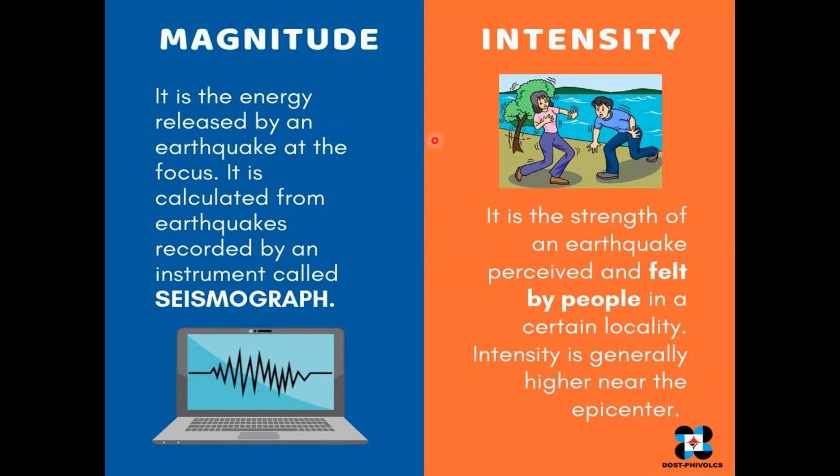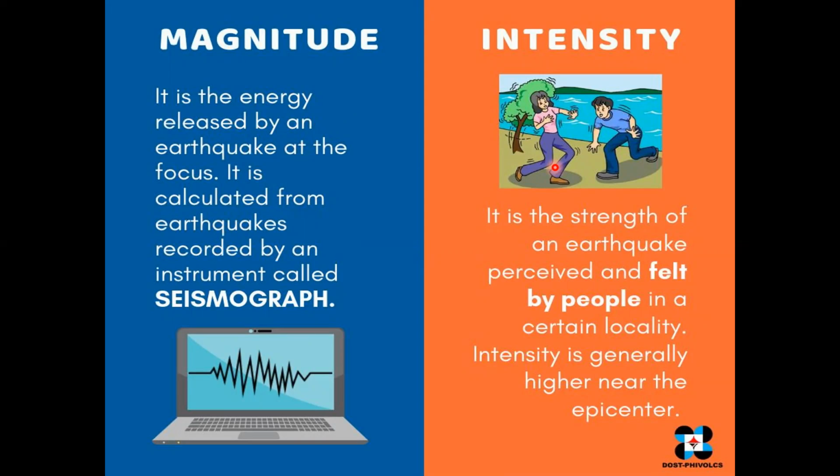In the study of earthquakes, one thing to remember is the magnitude and intensity. When we say magnitude, it refers to the energy released by an earthquake at the focus. It is calculated from the earthquake's records by an instrument called a seismograph. While intensity is the strength of an earthquake perceived and felt by people in a certain locality. Intensity is generally higher near the epicenter.